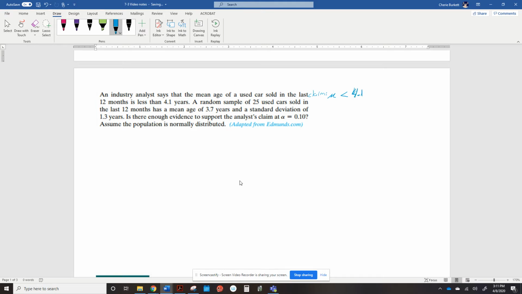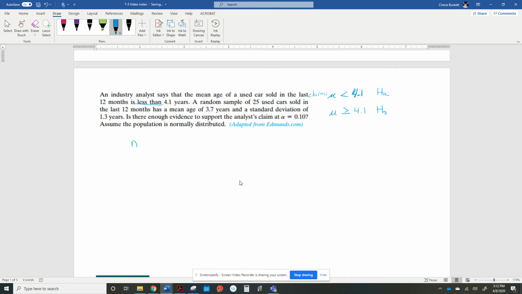So "is less than 4 years" does not contain equality, so that is our alternative hypothesis. What's the opposite of being less than? Being greater than or equal to 4.1. It contains equality, so that's our null.